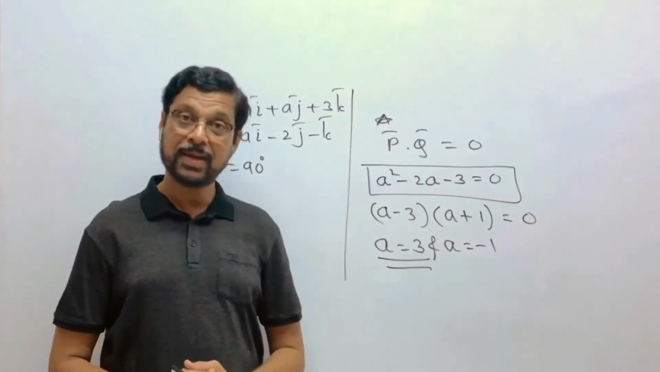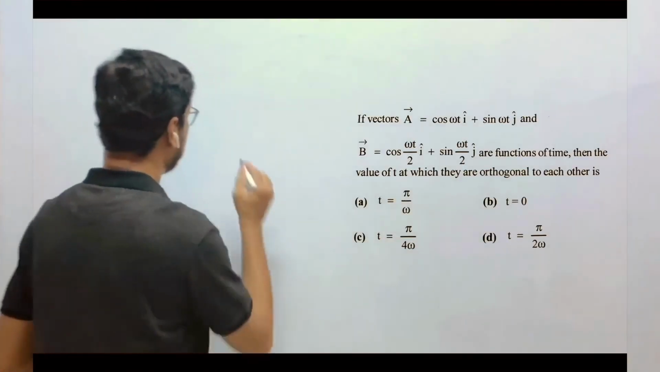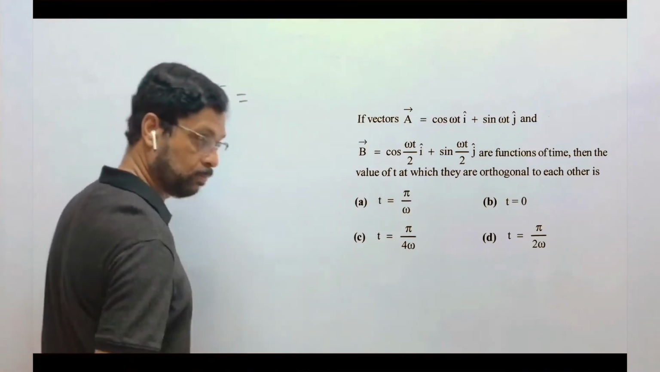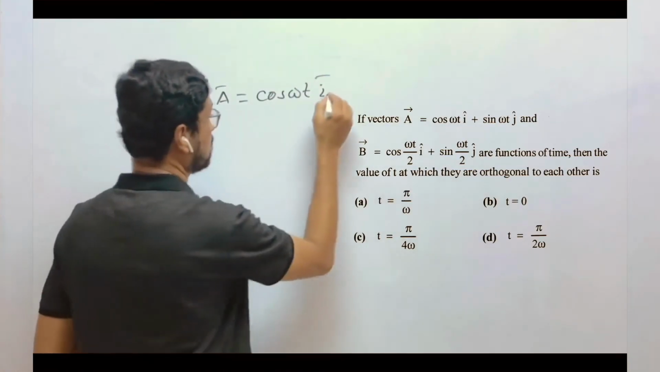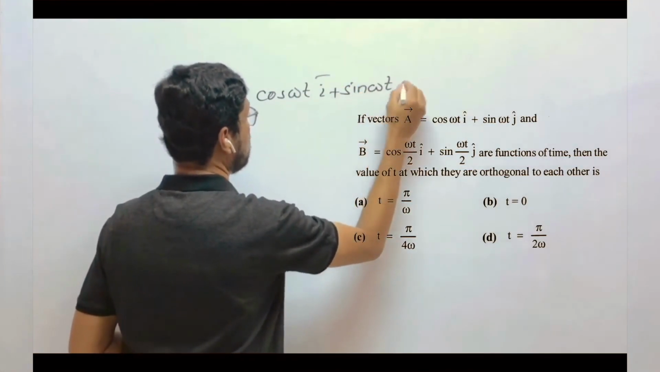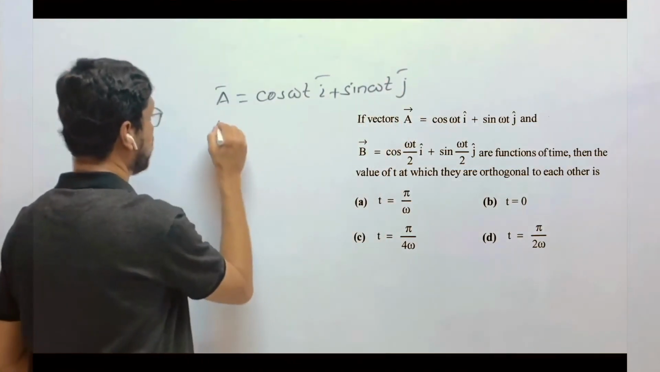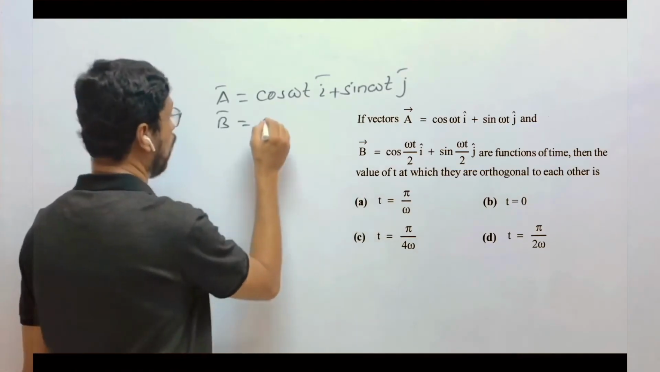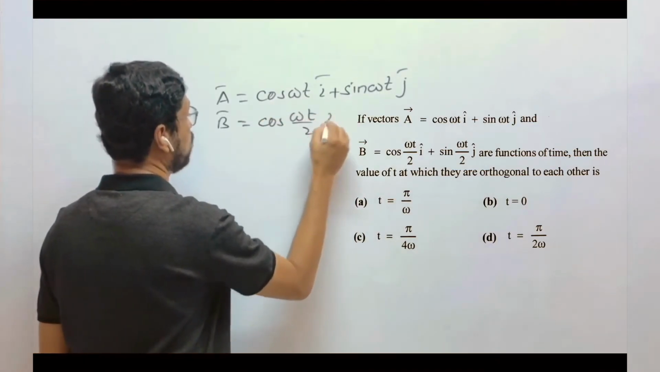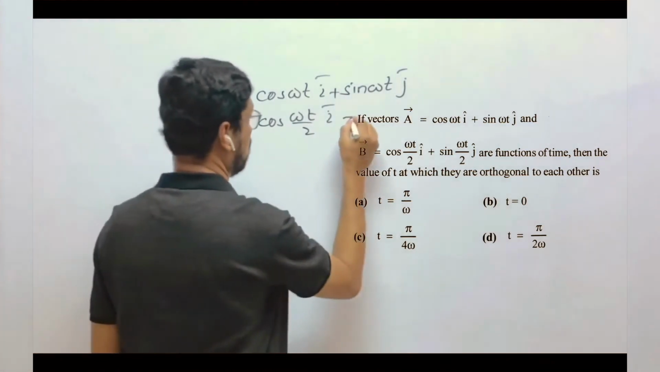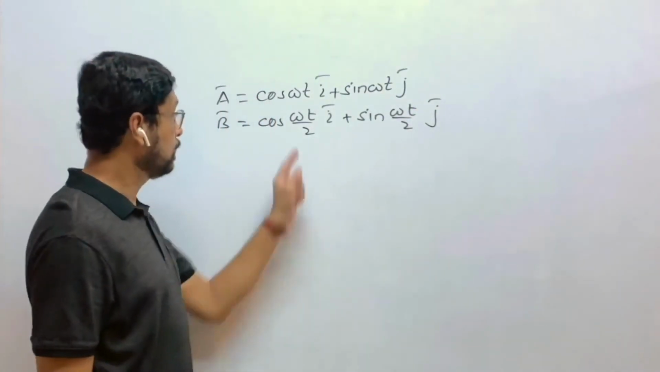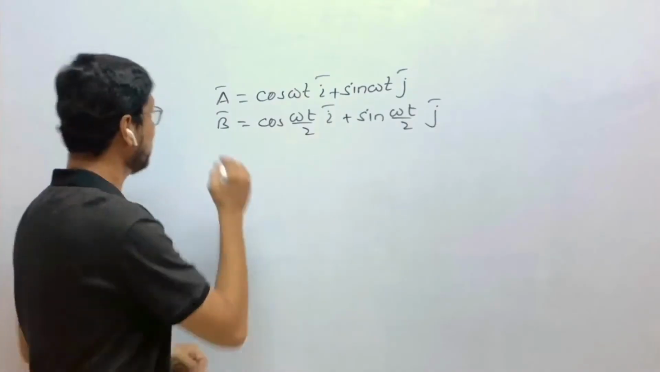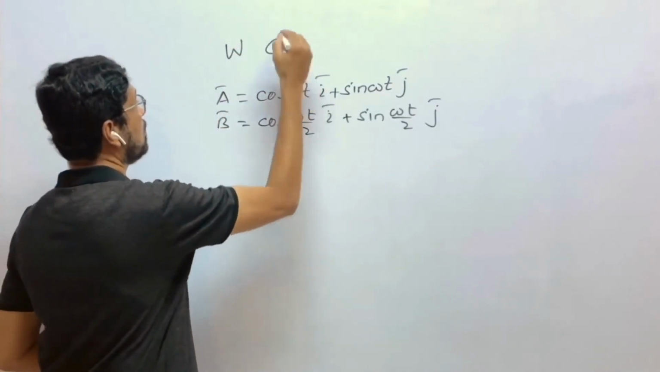So your answer will be A. The last question of your homework assignment. If vector A is equal to cos omega t i plus sin omega t j, and vector B is equal to cos omega t by 2 i plus sin omega t by 2 j. This is omega, not W, right? This is omega.